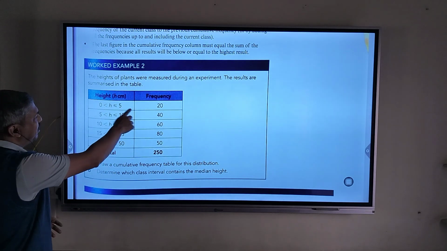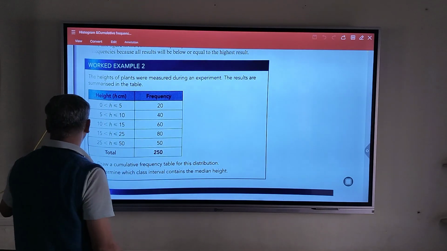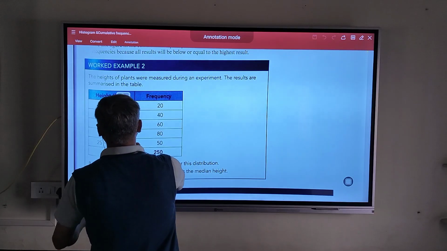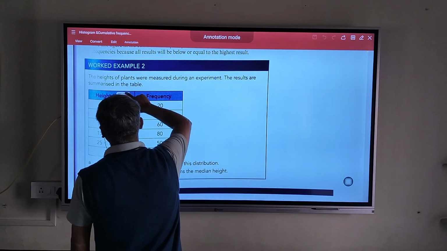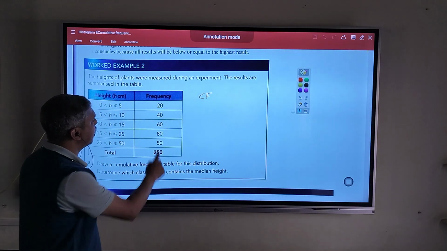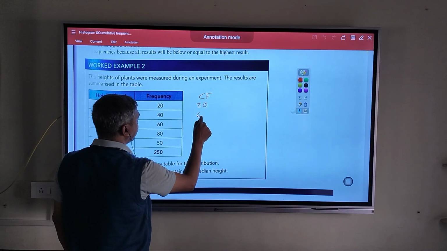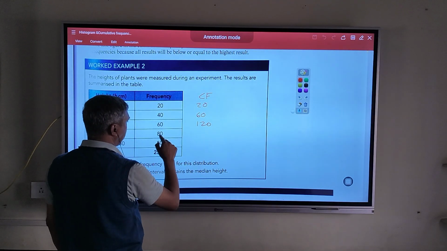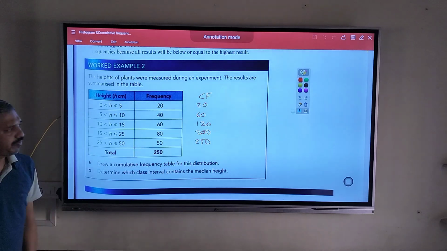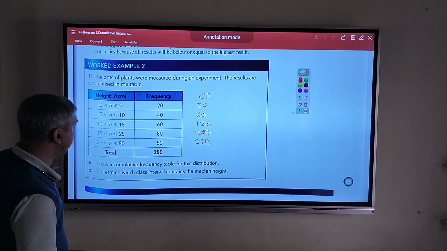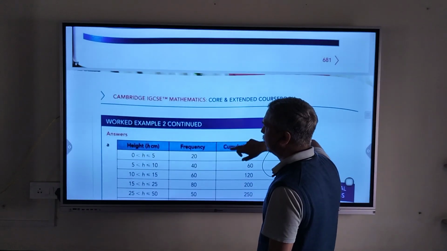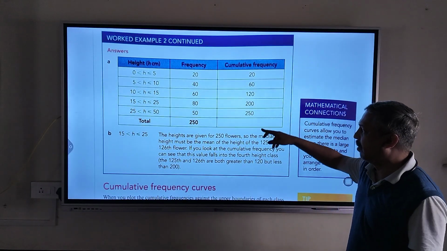Find the cumulative frequency. The first cumulative frequency will be 20. We'll just solve it here. So we'll write CF here. CF stands for cumulative frequency. 20, 60, we got this. See this. This is calculated.